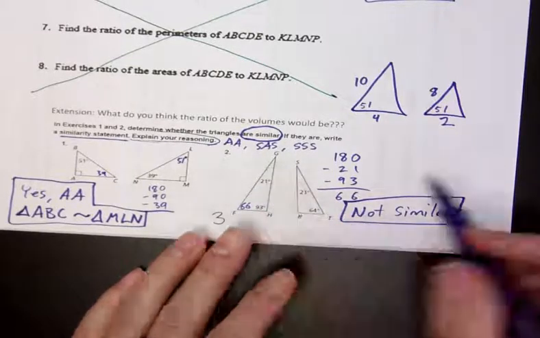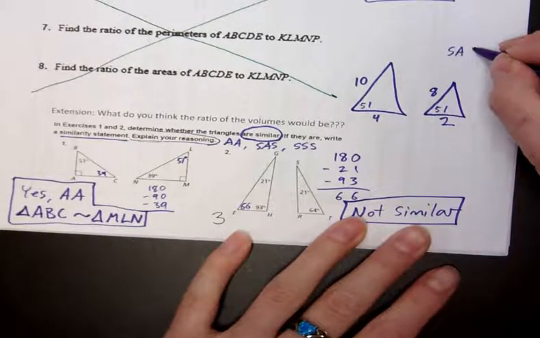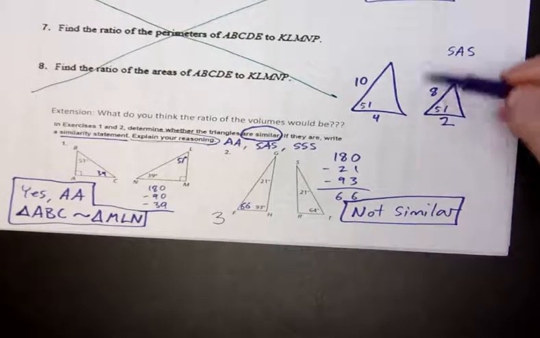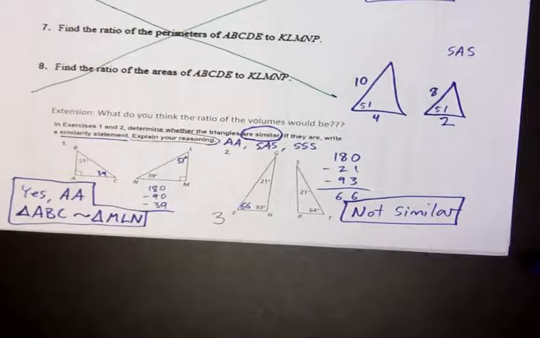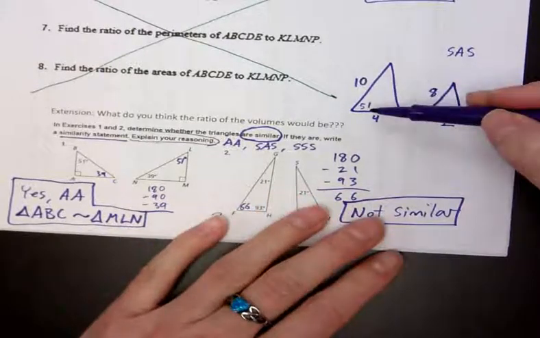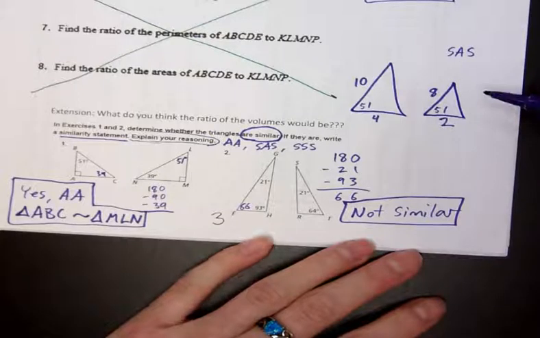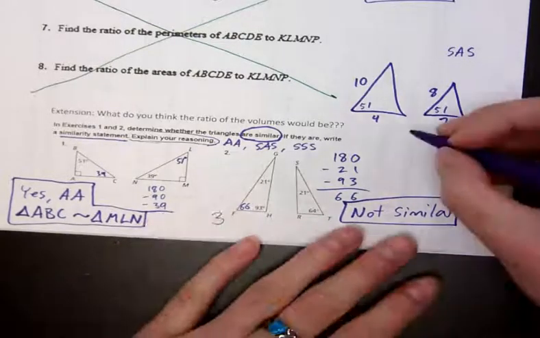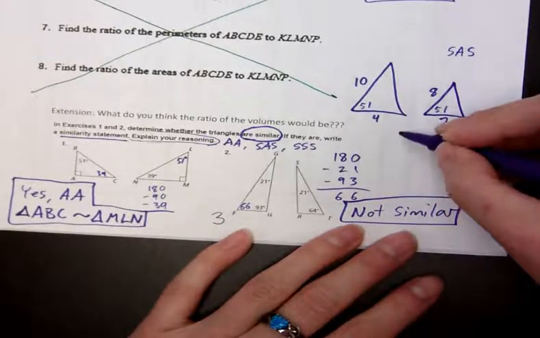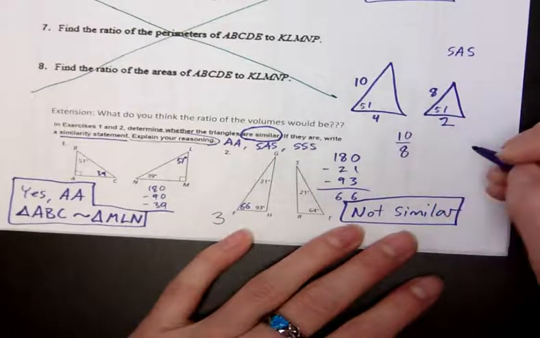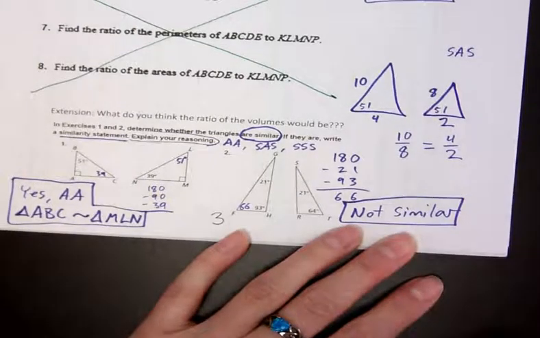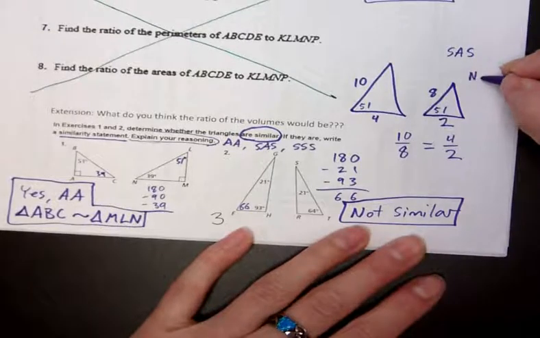Side. Okay, so it could be side angle side, or it could be not similar based on whether the sides are actually corresponding. So if they're corresponding, what's true about their ratios? Yeah, they'd have to be the same. So I have to check and see, is 10 over 8 equal to 4 over 2? No, so that'd be another not similar, because the ratios don't match.